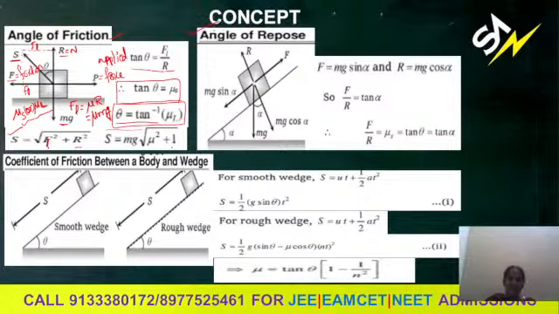Next, angle of repose. Angle of repose means the angle made by the incline with the horizontal when an object is placed on the inclined surface. So now alpha is the angle of repose, meaning the angle at which the body just starts sliding on the surface. That is called the angle of repose.